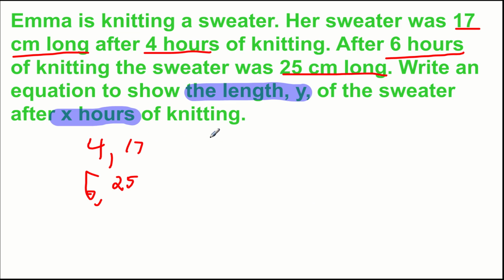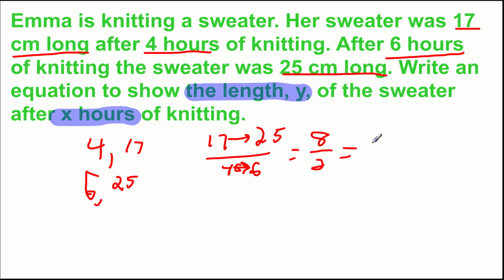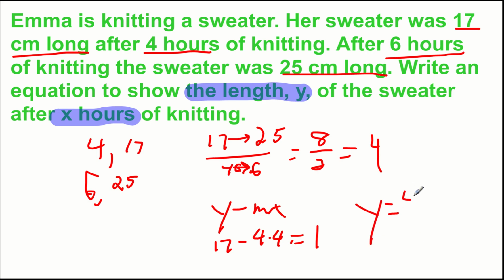So we do change in Y over change in X. We go from 17 to 25. We go 4 to 6. That gives us 8 over 2, which is 4. Y minus mx, I'll use the first point. That gives us 17 minus 4 times 4. 4 times 4 is 16. 17 minus 16 is 1. So we got y equals 4x plus 1. Okay? Any questions there?